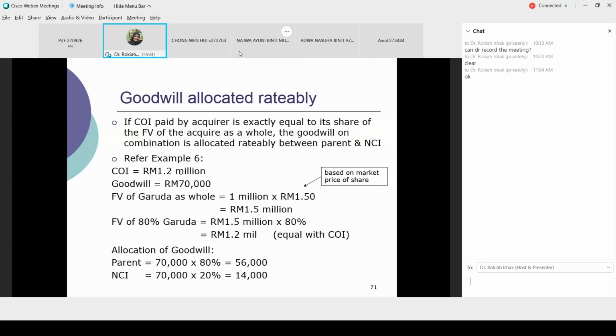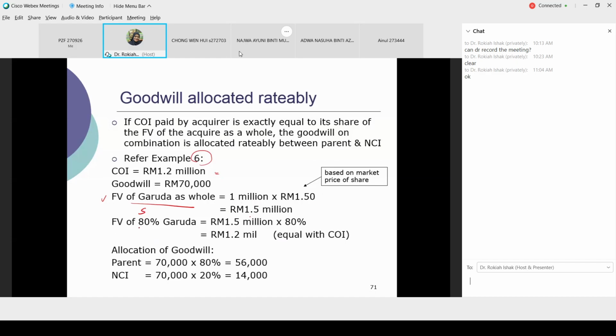Maybe you can understand this one, just refer to this one. Okay, we refer to example 6. The COI paid by parents here is 1.2 million. Okay, 1.2 million, you need to check here. The first thing you need to check is the value of Garuda. The value of Garuda here, the subsidiary, is 1.5 million. Okay, 1 million shares times 1 ringgit 50.